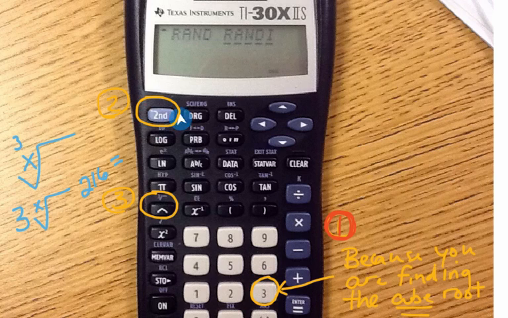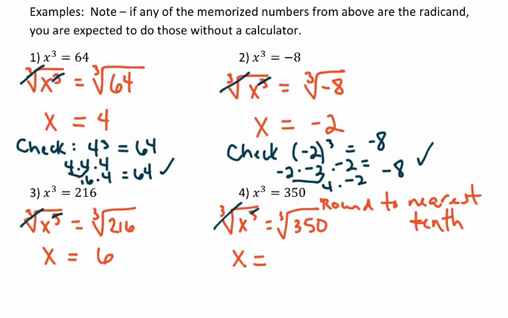Then I'm going to hit second. Then I'm going to hit the caret button. So that will give me the cube root. And then I'm going to type in 350. So 350. And when I do that, I will get 7.047298, and it continues on because this is called an irrational number, since 350 was not a perfect cube.